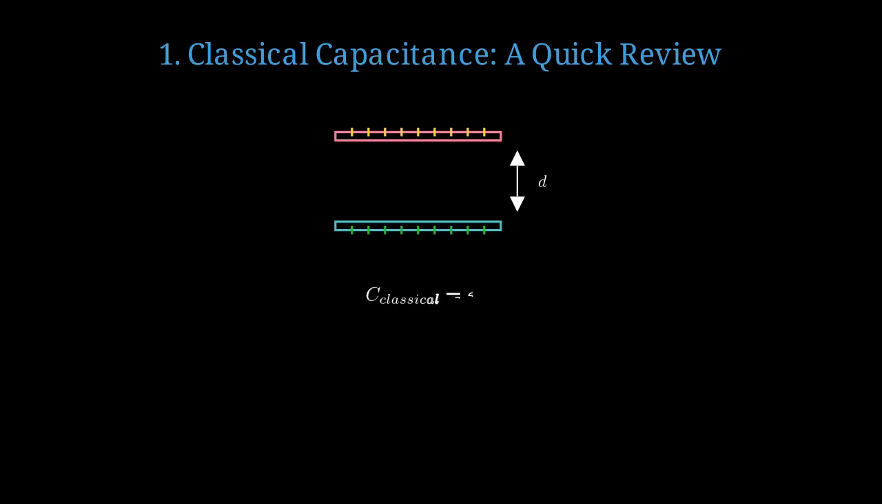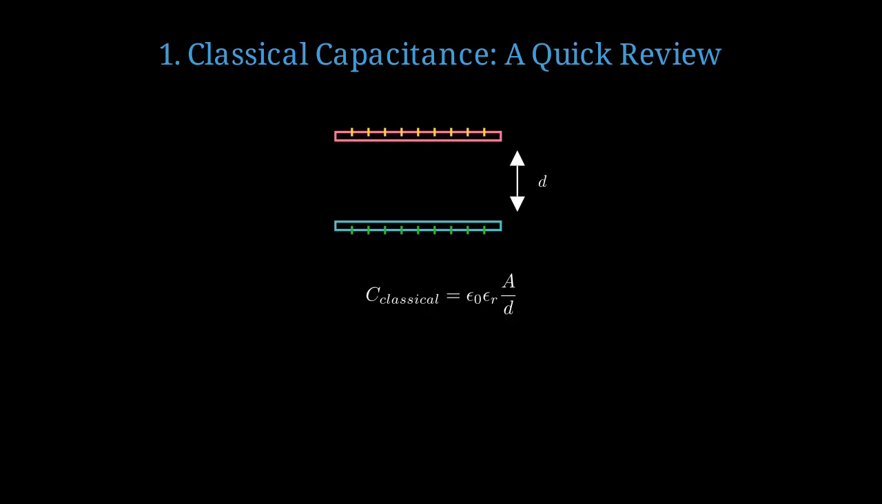Before diving into quantum effects, let's refresh our understanding of classical capacitance. In a classical capacitor, we have two parallel plates separated by a distance d. Positive charges accumulate on one plate, negative on the other. The classical capacitance equation: C equals epsilon 0 times epsilon r times area over distance.